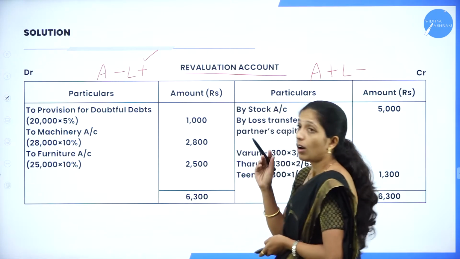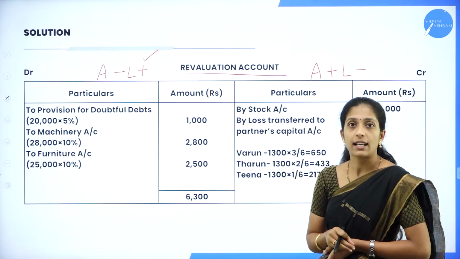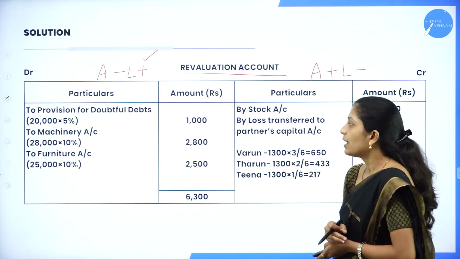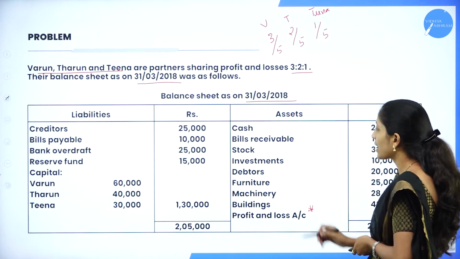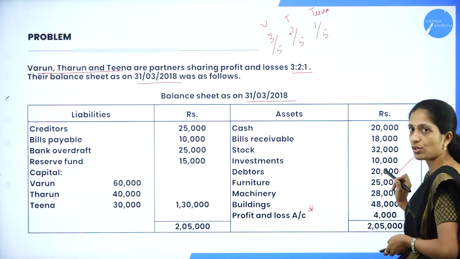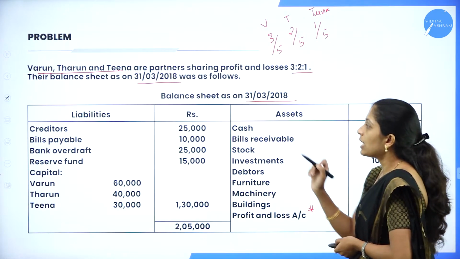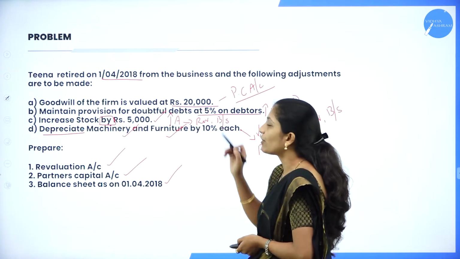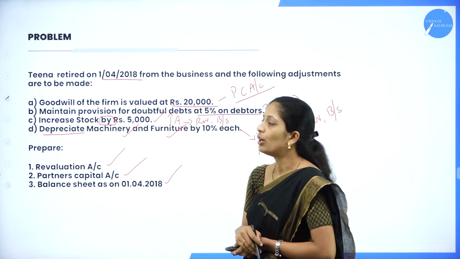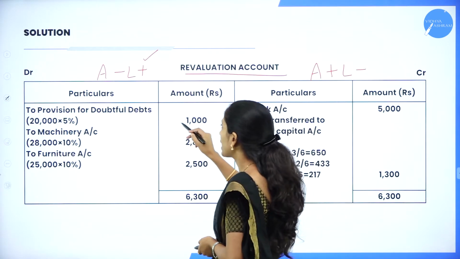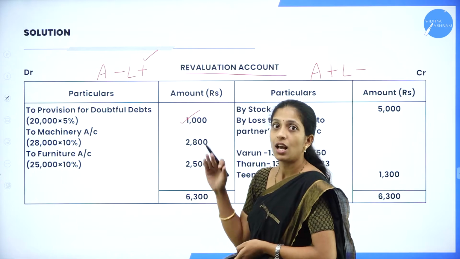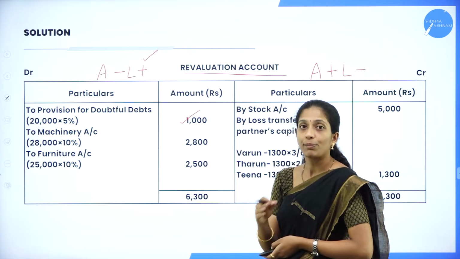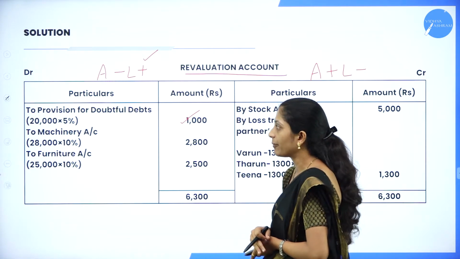Now upon what do we have to calculate the provision? On debtors. Go through the balance sheet. What are the debtors here? That is 20,000. So 20,000 into the percentage, 5%: 20,000 into 5 divided by 100. So you'll get 1,000. So this is the provision for doubtful debt. It means an increase in liability.